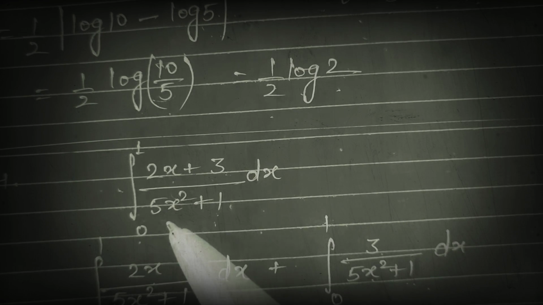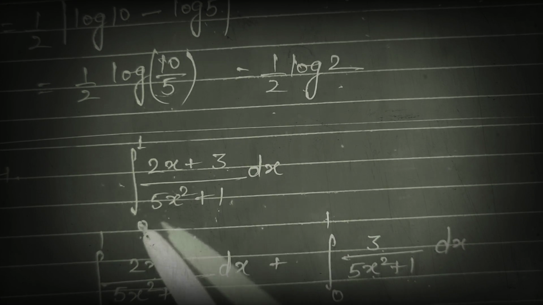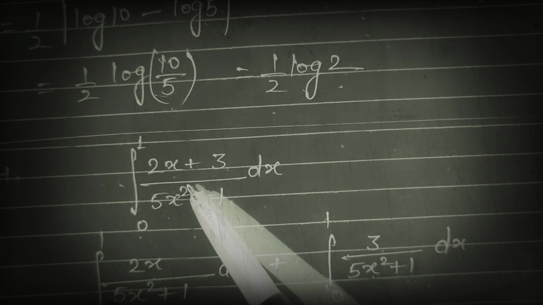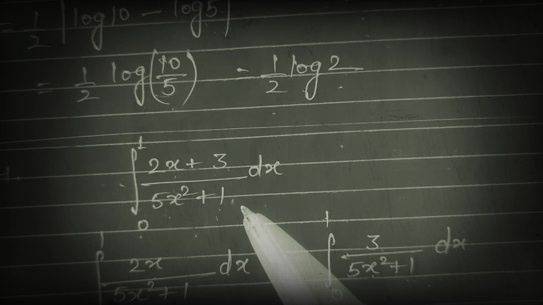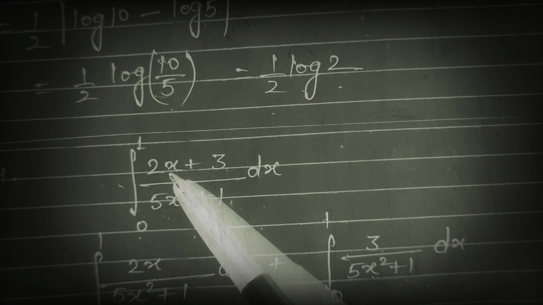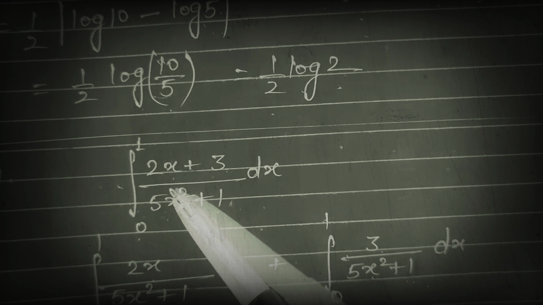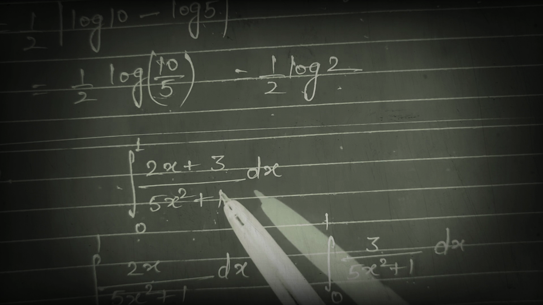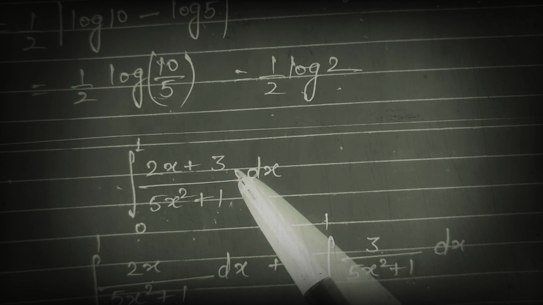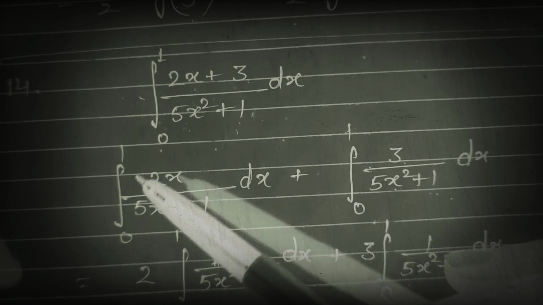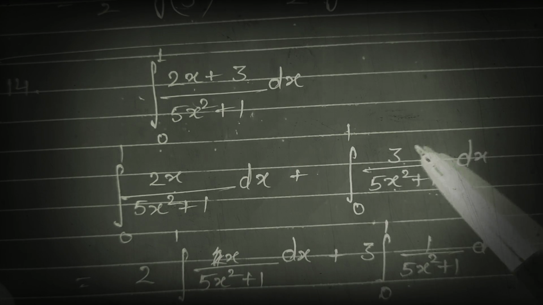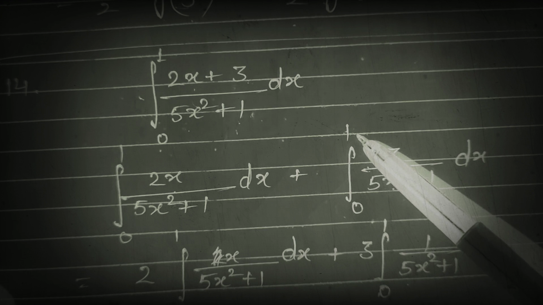Now come to the next question, the 14th question: 2x plus 3 upon 5x square plus 1, limit is 0 to 1. The numerator is in linear form and the denominator is in quadratic form. So you can change the numerator as the derivative of the denominator plus a constant, or firstly you can separate these. We can write 2x upon 5x square plus 1, limit 0 to 1, and 3 upon 5x square plus 1, limit 0 to 1.